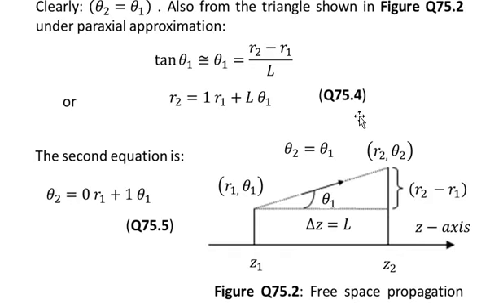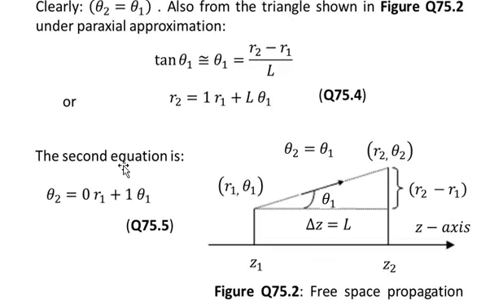This is equation number 4. So this gives the value of R2 as a function of R1, and also as a function of the separation between the two planes, that is the Z2 plane from the Z1 plane. The separation is represented by capital L, and also in terms of the initial angle of the ray, which is θ1. So R2 is an unknown quantity which has been specified in terms of the known quantities: 1 times R1 plus capital L times θ1.